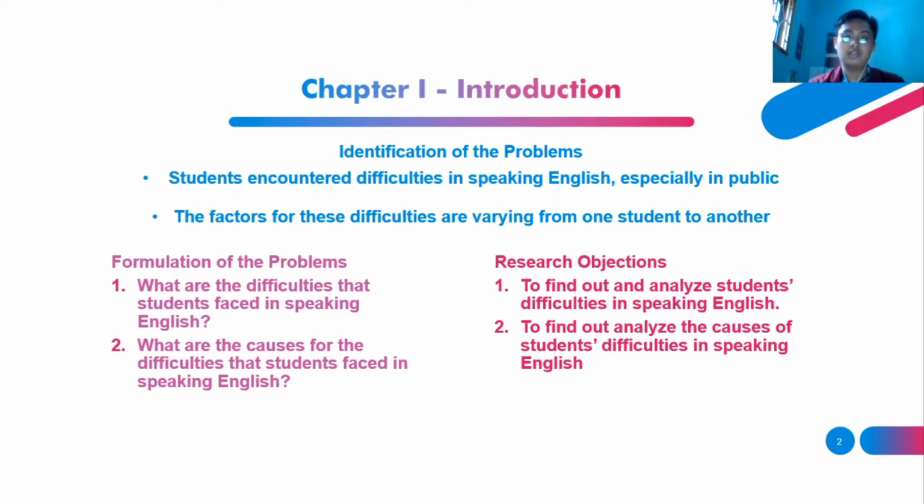Based on this identification, I formulate two research questions. The first one is, what are the difficulties that students face in speaking English? And the second one is, what are the factors for these difficulties that students face in speaking English? The objective of this research, the first one is to find out and analyze students' difficulties in speaking English. And the second one is to find out and analyze the causes of students' difficulties in speaking English.